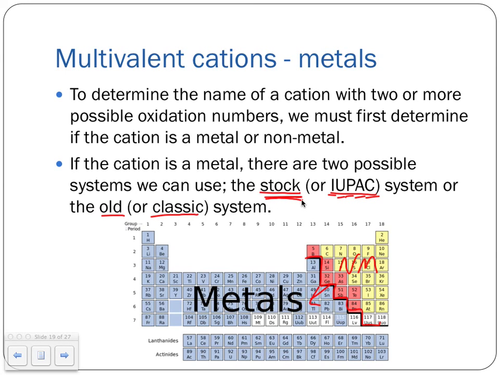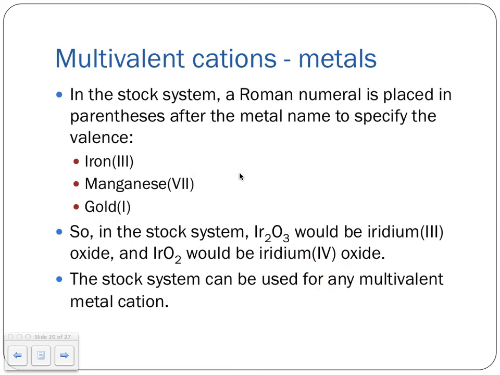But you do need to know how to figure out the formula with things named using the older classic system. So we're going to look at both of them here. These two systems work if the cation is a metal. If it's a nonmetal, there's a third system we'll talk about in just a little bit. In the stock system, the rule is that a Roman numeral is placed in parentheses after the metal name to specify the valence. So, let's take iron, Fe.